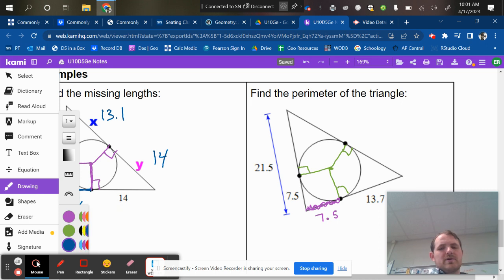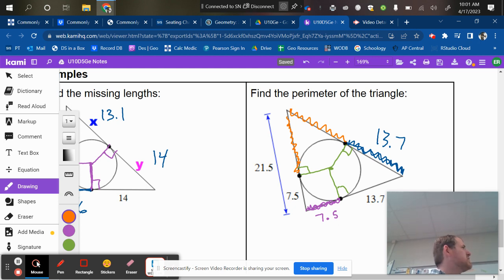What's the blue side going to be, this squiggly blue? 13.7. Great job. And these remaining two segments, these orange segments, it's not as straightforward. A lot of people probably want to say 21.5, but what should we do? We should subtract. Yep. 21.5 minus 7.5 gives me 14. Again, both of those together should make 21.5. So what's that make that last orange side?